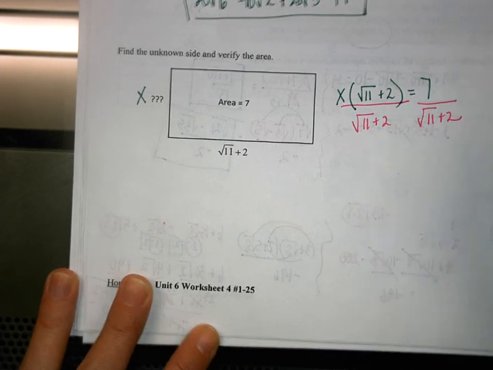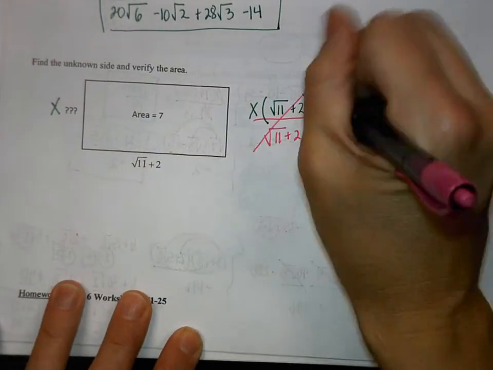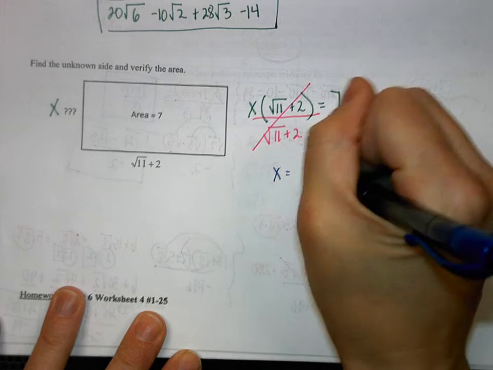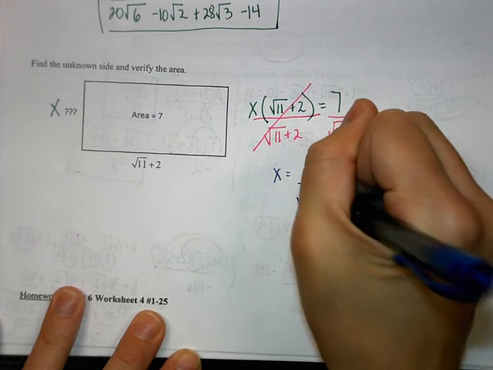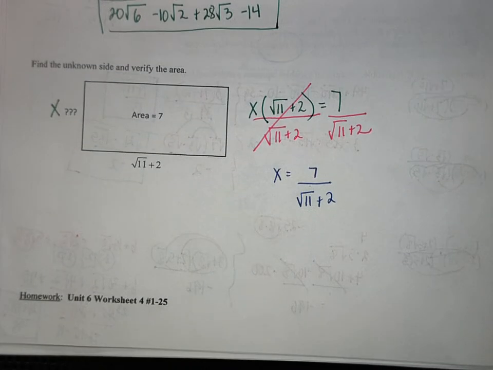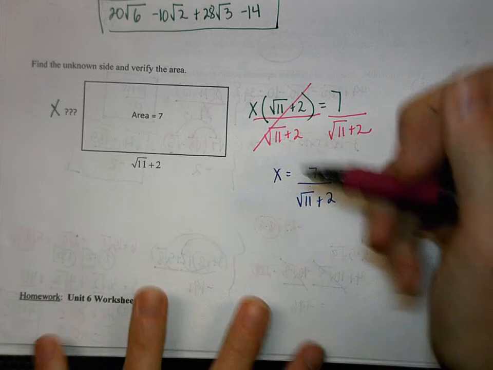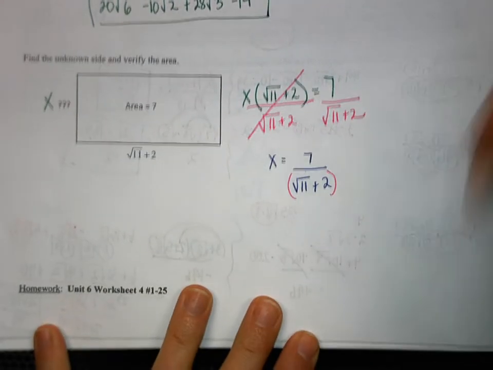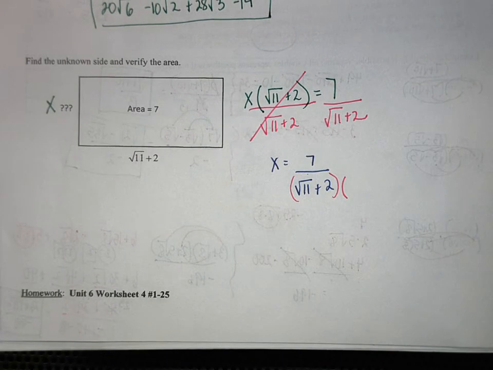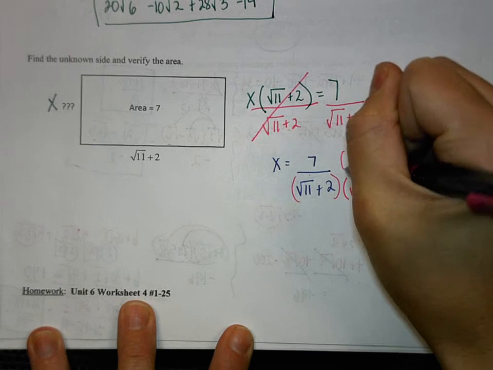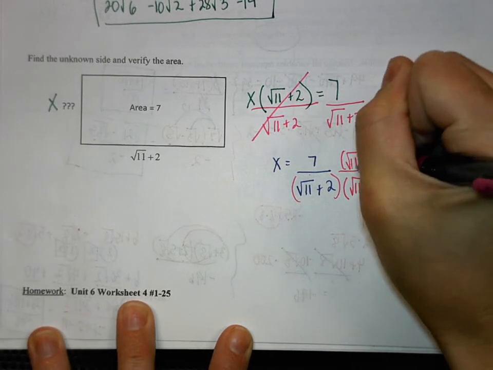Okay, and so I do that, and X is now by itself, which is just wonderful. Okay, but what is not wonderful? There is a root in the denominator. Okay, and so how are we going to get rid of that root in the denominator? We are going to multiply by the conjugate. You guys are so smart. And what is that conjugate? Very good. Root 11 minus 2. And whatever we do to the bottom, we also have to do to the top.